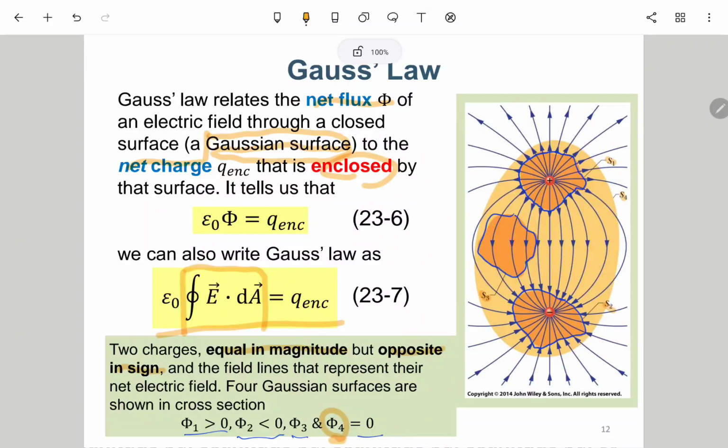Okay, so here we just don't try to calculate any math. We just try to use this figure to let you know that, even without any calculation, based on Gauss's law, we can easily observe that the flux of a given Gaussian surface is either positive, negative, or 0.